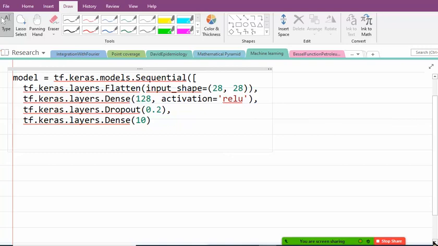Okay. Not this one. Let's try this one. Okay, good.